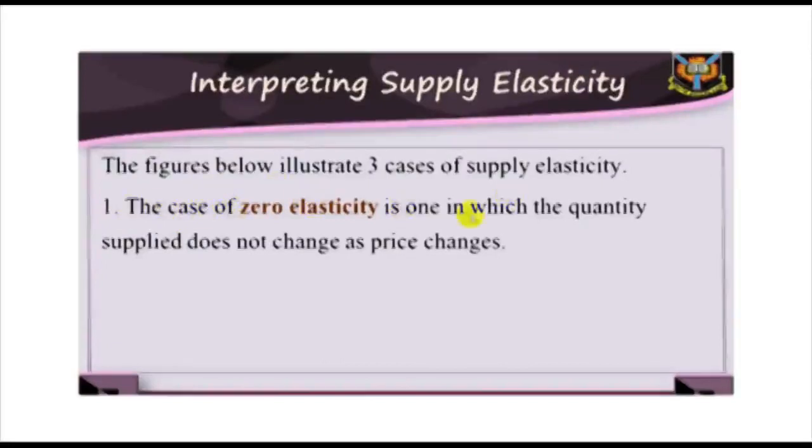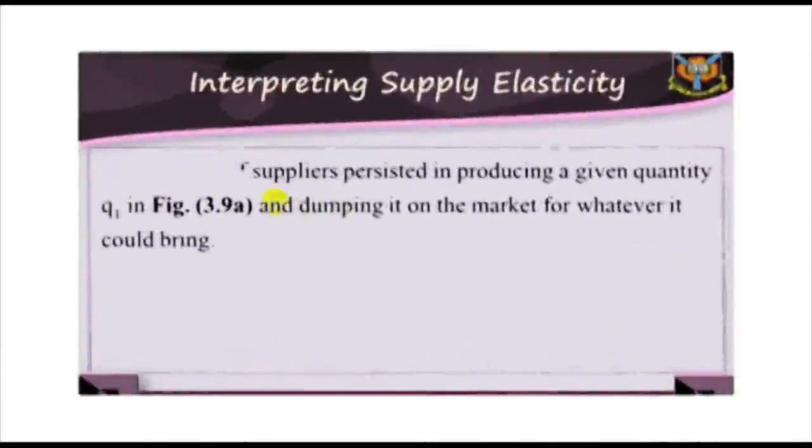Interpreting supply elasticity. The figures below illustrate three cases of supply elasticity. Number 1, zero elasticity. The case of zero elasticity is one in which the quantity supplied does not change as price changes. This would be the case, for example, if suppliers persist in producing a given quantity and dumping it on the market for whatever it could bring.